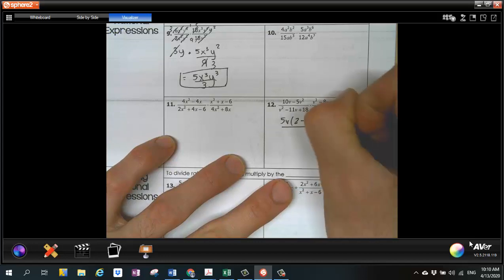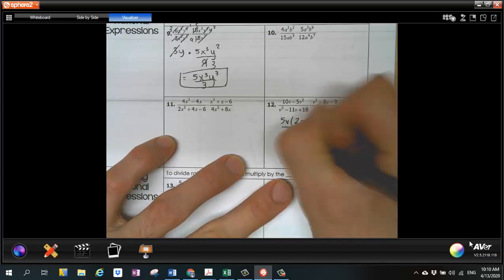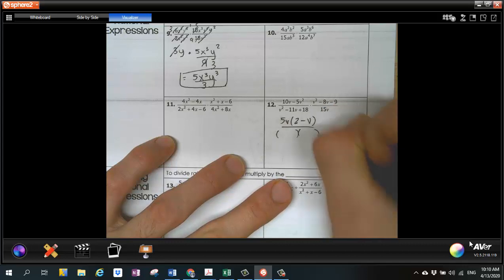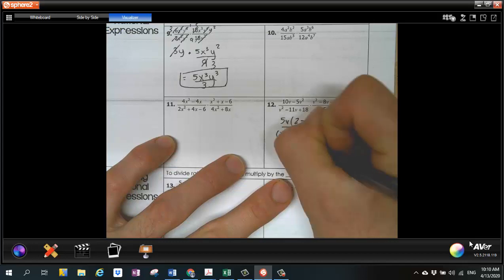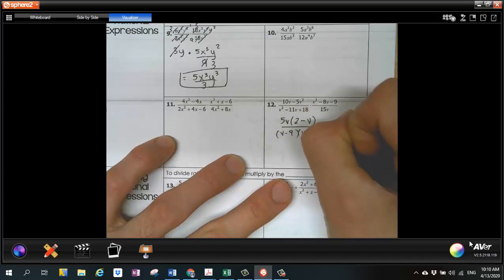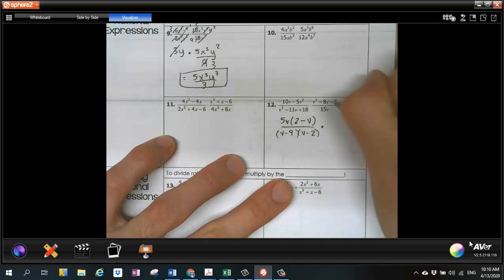Let's see, we need two things that multiply to be 18 and add to be negative 11. So we know we're going to have v and v. Let's see, 9 times 2. So let's do minus 9 minus 2. And then we're still multiplying by this part over here. So let's factor this. We need two linear factors here, so we have v and v, two things that multiply to be negative 9 and add to be negative 8.